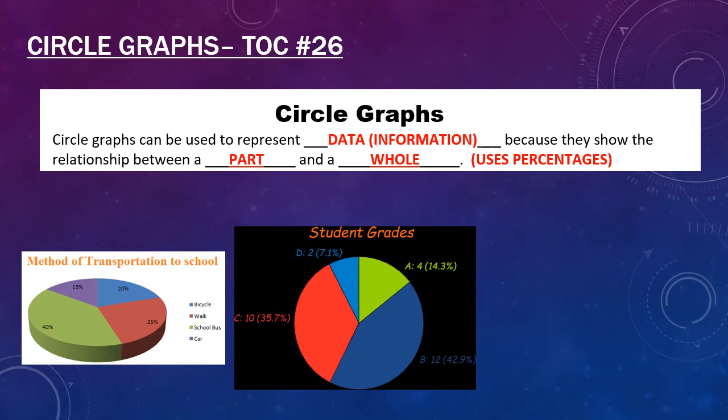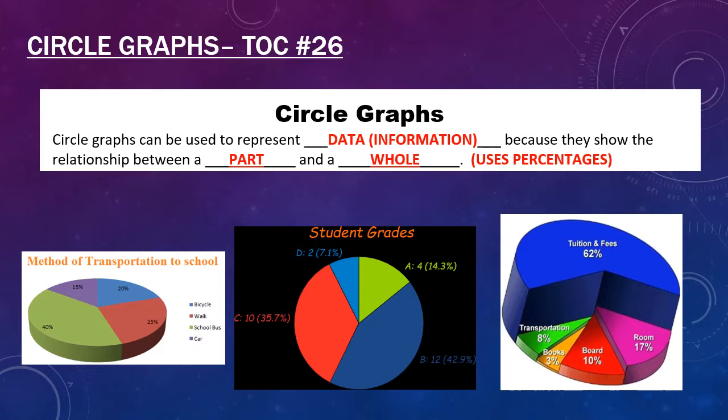Good. Last example, this looks slightly different because pie charts or circle graphs can be 3D. They can be flat, or in this case, this one is 3D, but it's in different levels. And this shows the relationship of college expenses. So 62%, the biggest chunk goes to tuition and fees. And then you've got room and board, that's your living expenses. You've got transportation costs, and then your books that you have to buy for your classes.